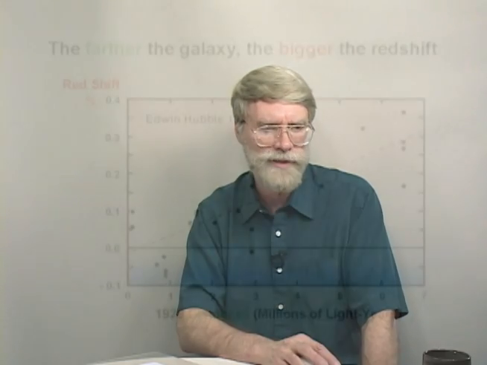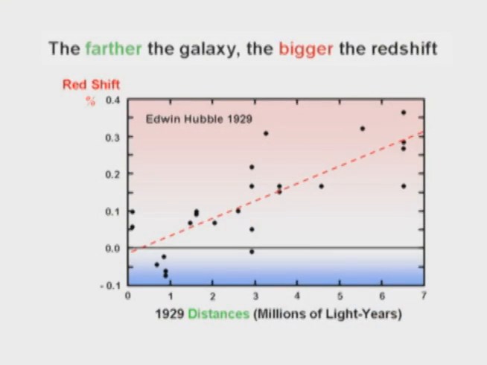He didn't call them galaxies. He didn't know what these objects were. But then a fellow named Edwin Hubble came along about 30 years later in 1929, and he found the farther the galaxy, the bigger the redshift. And this is a figure taken right from Edwin Hubble's 1929 paper, a very famous paper. And this paper changed our perception of the universe.